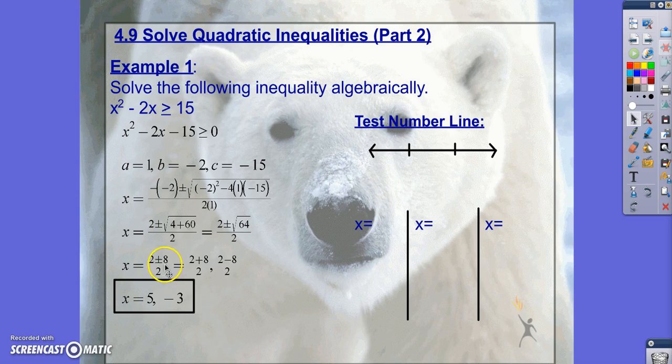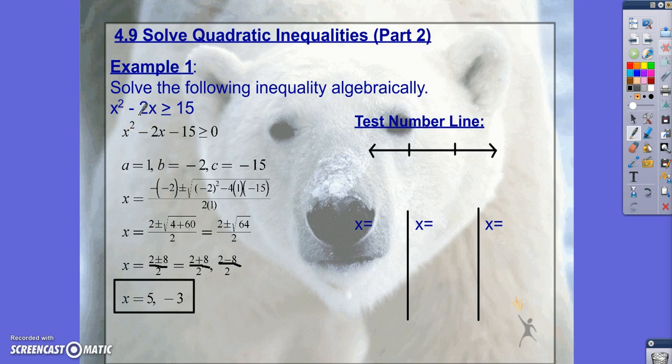We get 2 plus or minus 8 over 2. So maybe I should draw a little line here so you can see that. I break it up into 2 plus 8 over 2, which is 10 over 2, which is 5. 2 minus 8 is negative 6. Negative 6 over 2 is negative 3. So this part you should be okay with. This is if it was an equal sign.